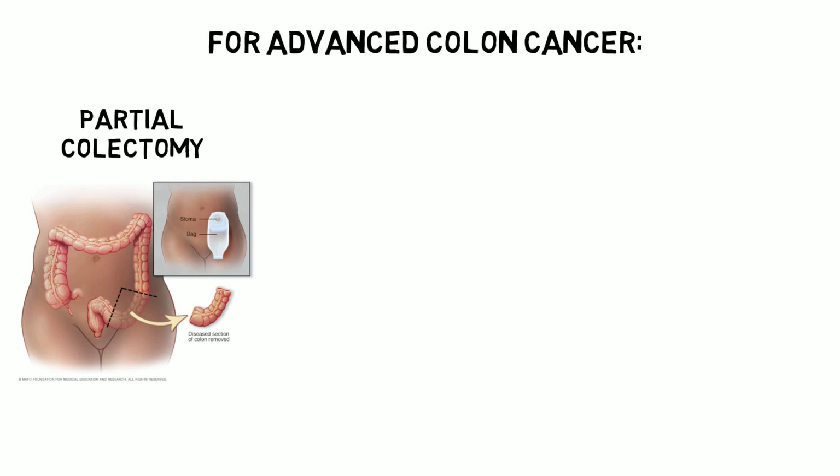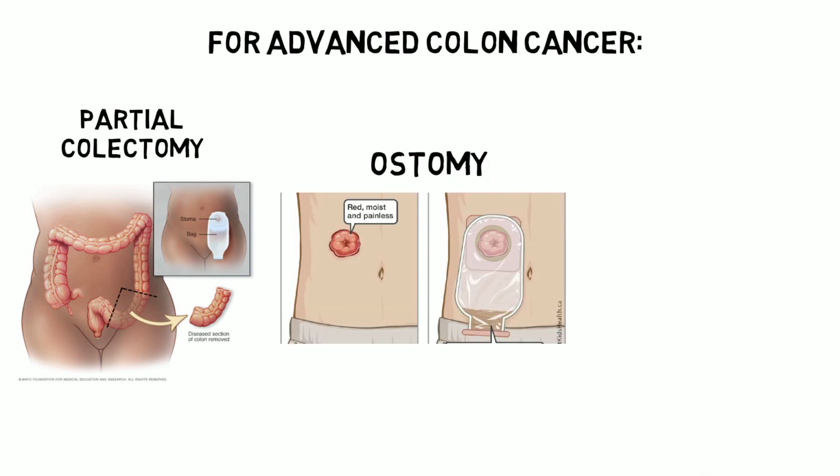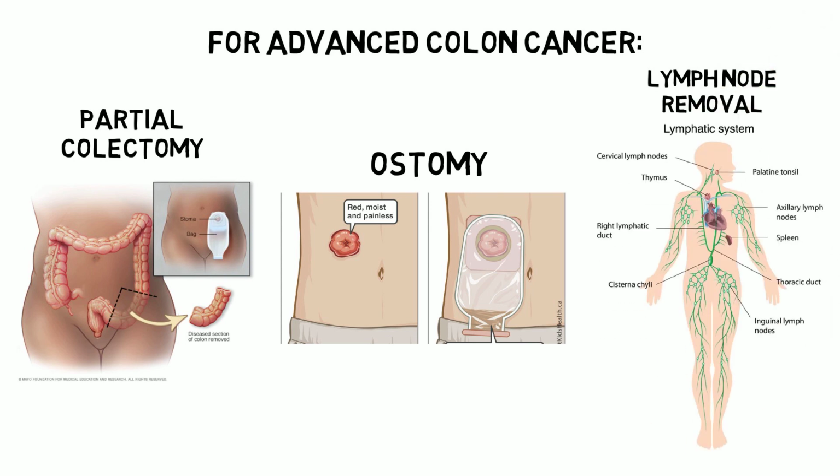When it's not possible to reconnect the healthy portions of your colon or rectum, you may need an ostomy, which involves creating an opening in the wall of your abdomen from a portion of the remaining bowel for elimination of stool into a bag that fits securely over the opening. Sometimes the ostomy can be temporary and sometimes it may be permanent. Lymph node removal. Nearby lymph nodes are usually also removed during colon cancer surgery and tested for cancer.